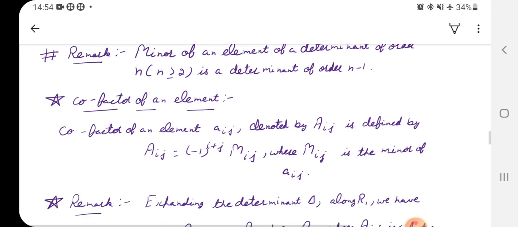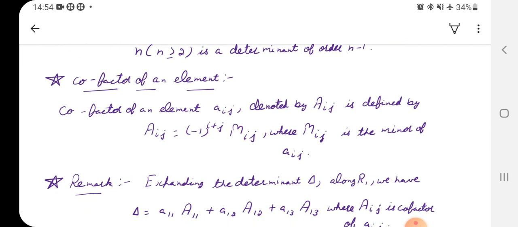Next is cofactor of an element. Cofactor is actually nothing, just the extension of the minor. So cofactor of an element aij denoted by capital Aij is defined by Aij equals to minus 1 power i plus j into Mij. That means the minus 1 power sum of the suffixes into Mij, where Mij is what? Mij is the minor of aij. So we have to first find the minor and then multiply it with minus 1 power sum of the suffixes. That will be your cofactor of the element.